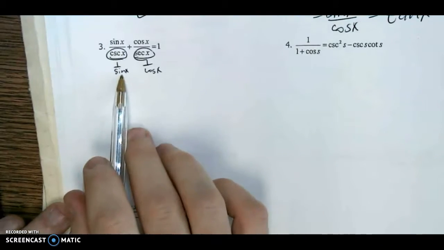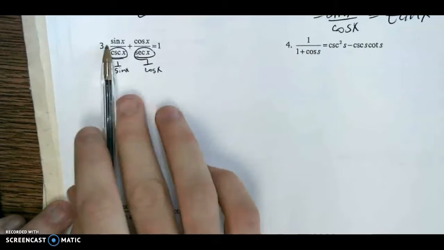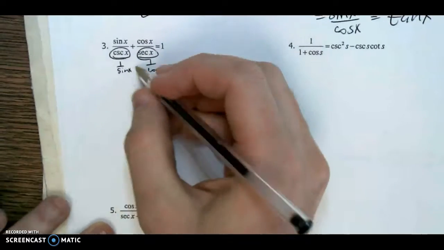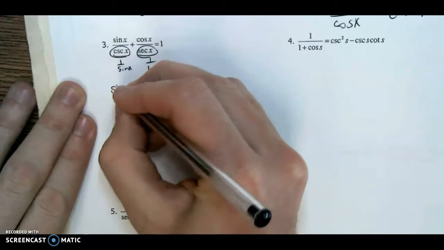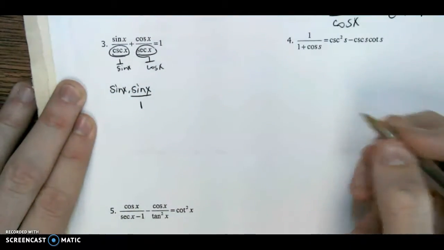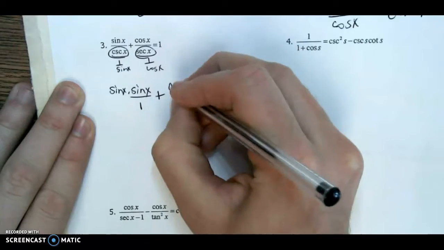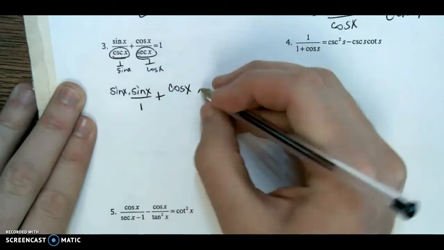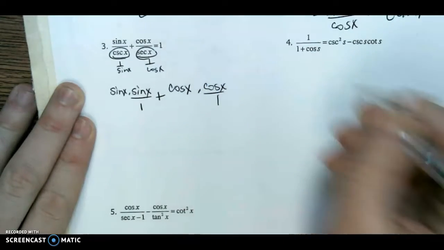which are reciprocal properties. And so I've got sine over a fraction, cosine over a fraction, and when you are dividing by fractions, you need to multiply by the reciprocals. So I've got sine on top times reciprocal 1 over sine, which is sine over 1, plus I've got cosine times reciprocal of that, cosine over 1.